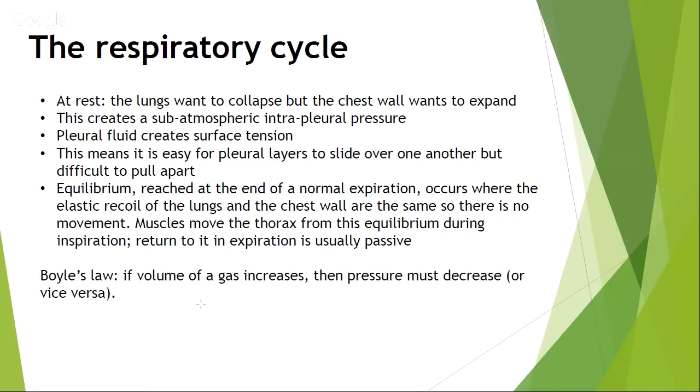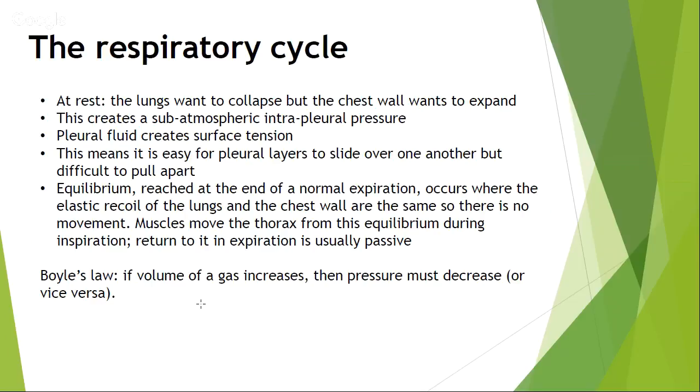At rest, the lungs have elasticity, so they want to collapse inwards, but the chest wall, because of the structure of the bones and the muscles, wants to expand outwards. This means that the pressure in the intrapleural space is negative, and the pleural fluid creates a surface tension that holds those 2 surfaces together. It means it's easy for them to slide over one another, reducing friction, but very difficult to pull them apart.